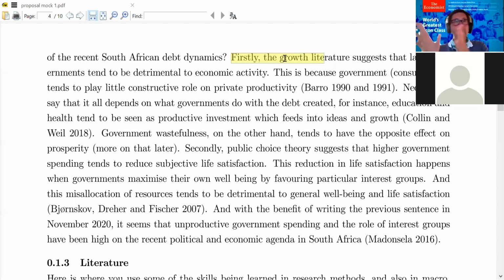Firstly, why is this also important? Apart from apartheid, transition, democracy, different median voters, inequality. Apart from all that dynamics, that can tell us so much. Well, firstly, the growth literature suggests that large governments tend to be detrimental to economic activity, right? This is because government consumption tends to play little constructive role on private productivity.